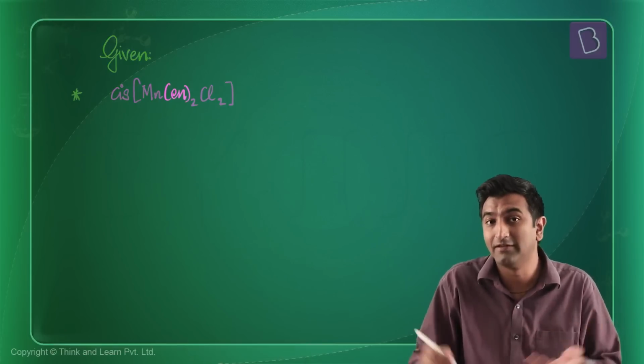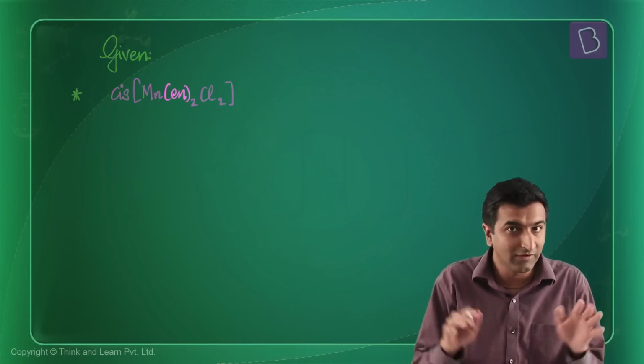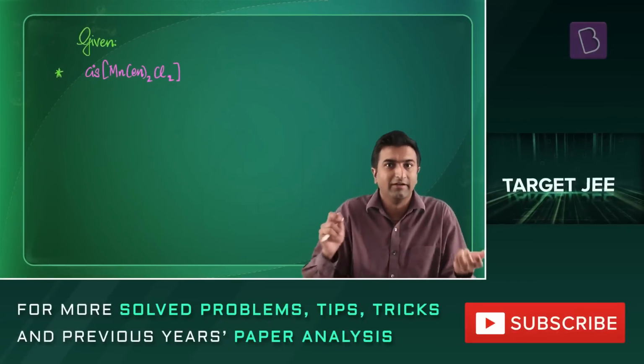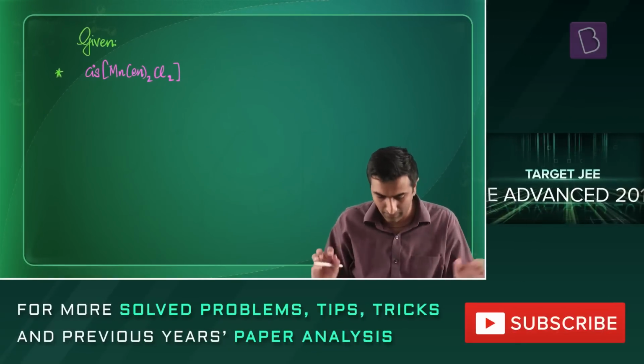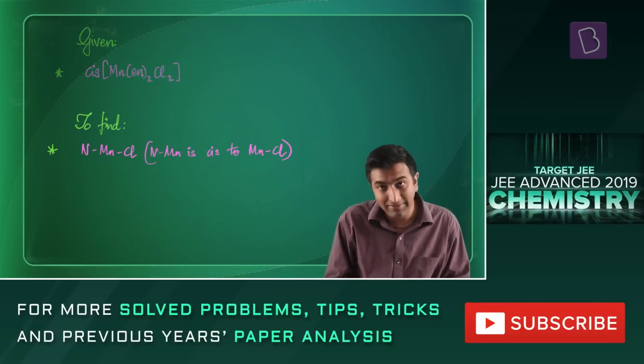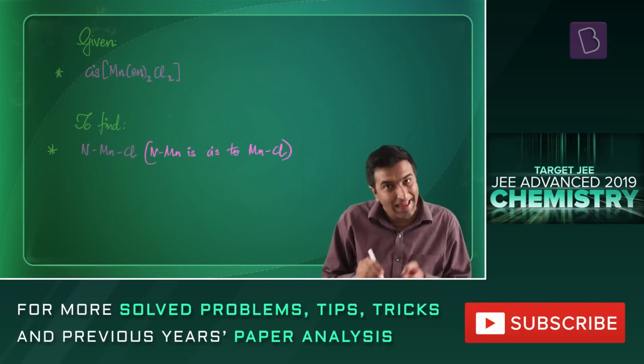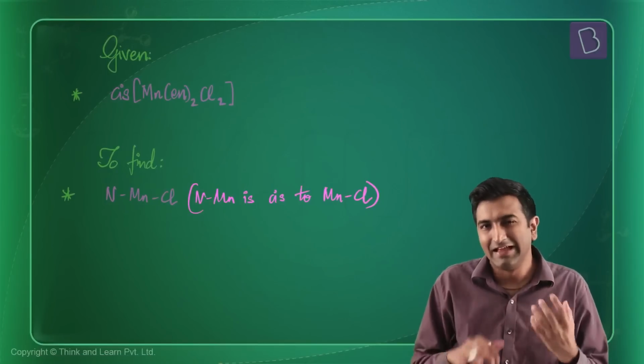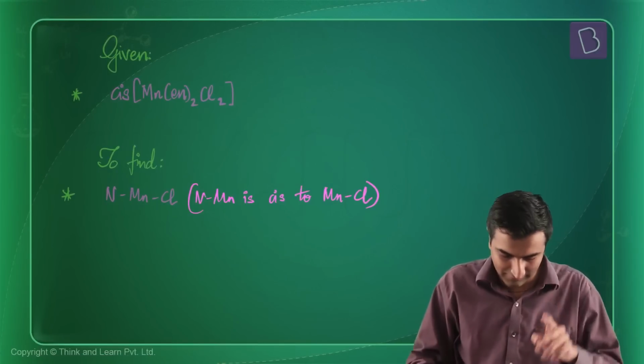That's what you get. It's a bidentate ligand. You need to know this. This is a straightforward question according to me. If you just know what bidentate is and how cis and trans work, that's it. So anyway, you need to find out the N-Mn-Cl bond angles, where Mn-N is cis to Mn-Cl. I'll tell you what that means. It's a bit of wordplay. That's all there is. It's quite doable.